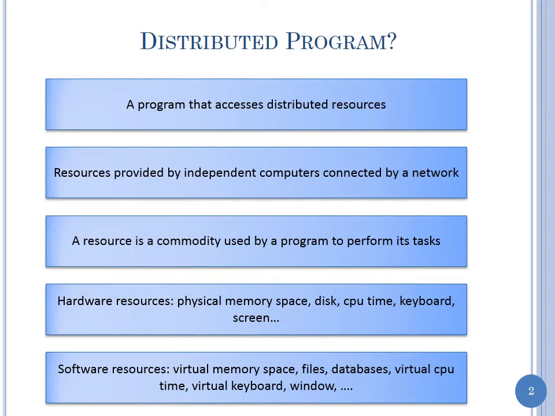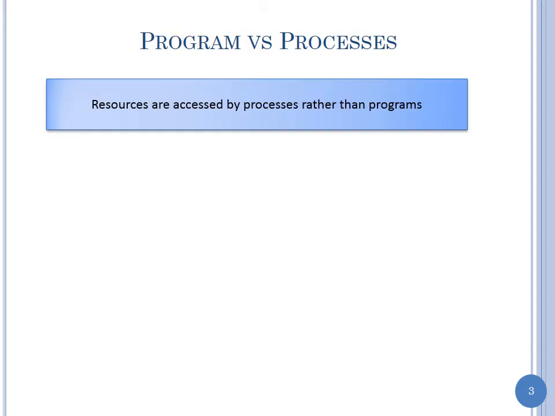Now we kind of know what resources and distributed resources are, but we've still been a little sloppy. We said a program that accesses distributed resources. As it turns out, programs do not access resources. If I was doing this interactively, I'd ask you guys, but since we're not, resources are accessed by processes, not by programs.